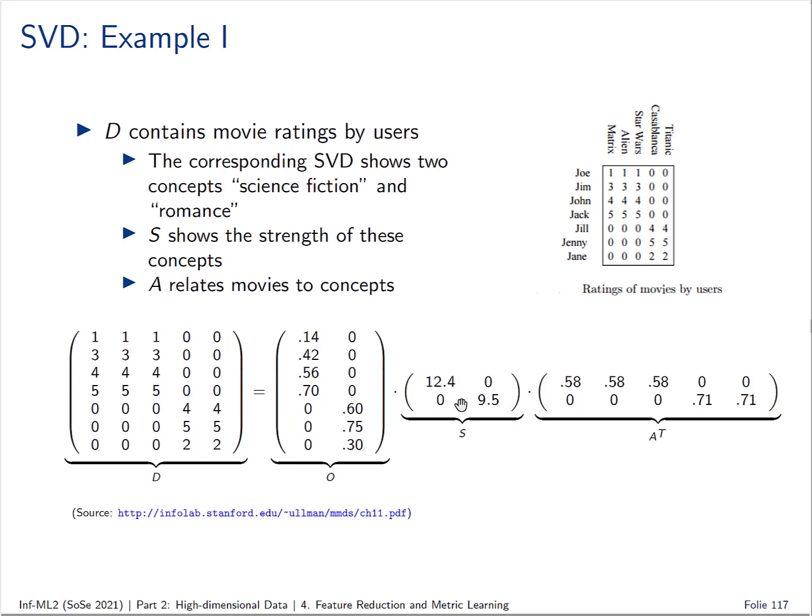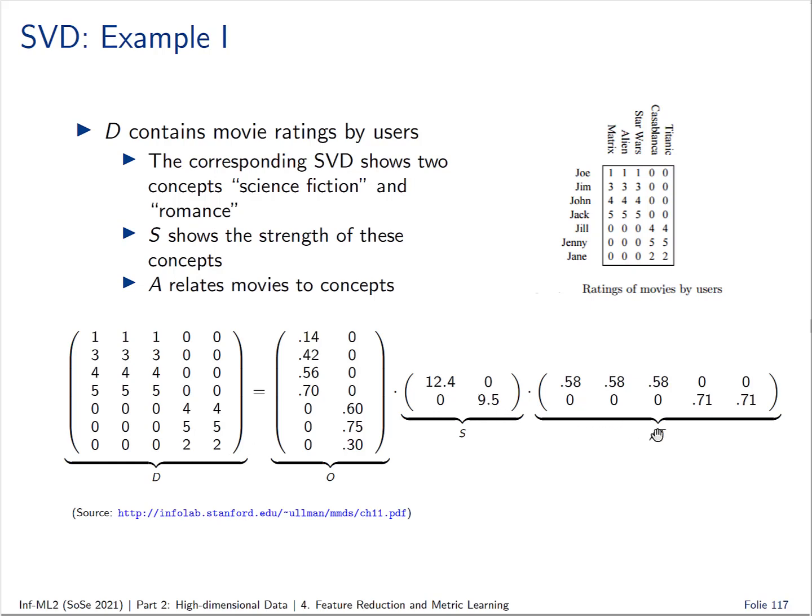S actually shows the strength of these concepts. We have a little bit higher strength in science fiction because we have more features and more observations, so more columns and more rows that support this concept, in comparison to the second concept, romance. Here we have a little fewer features, columns, and a little fewer observations, rows, that support the second concept. But they are close to each other.